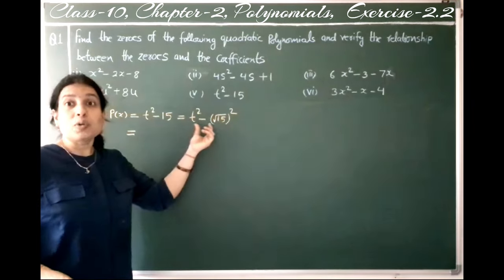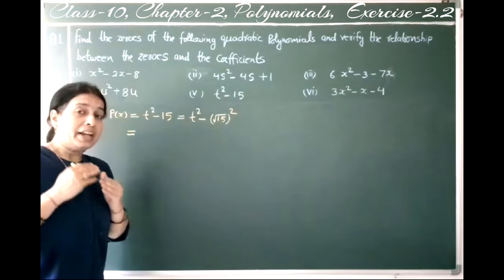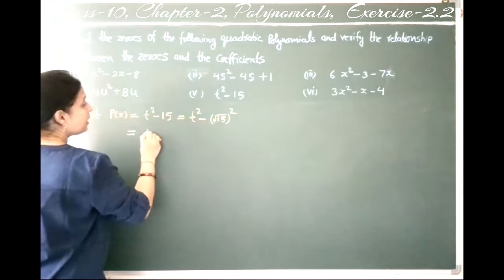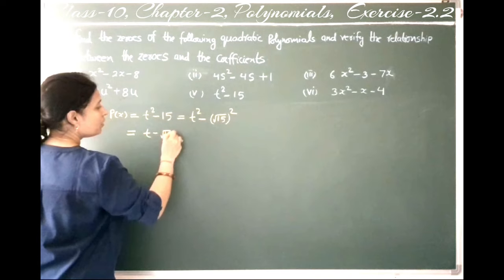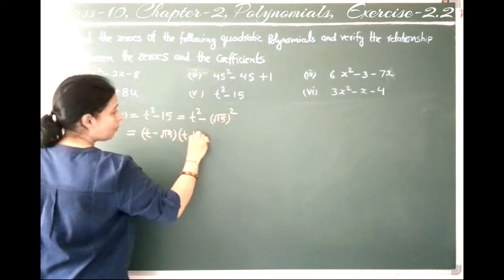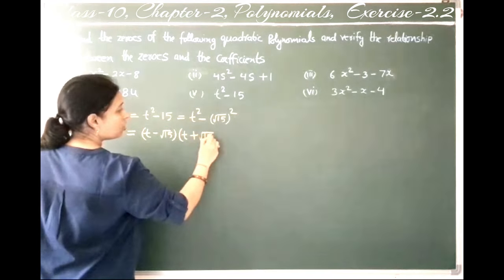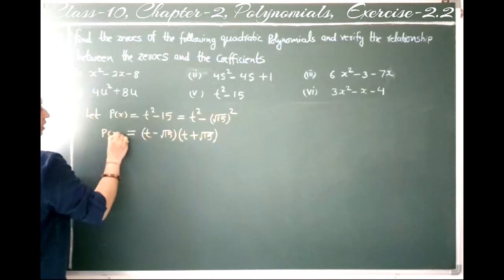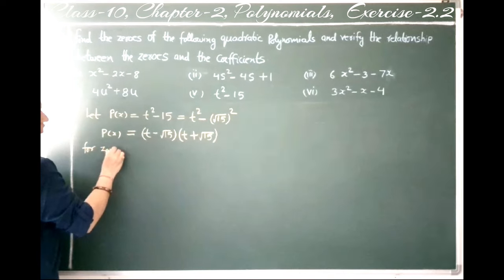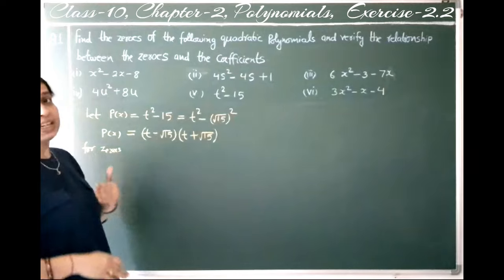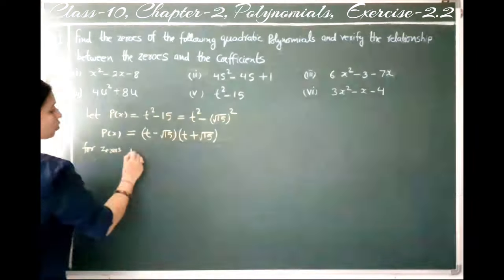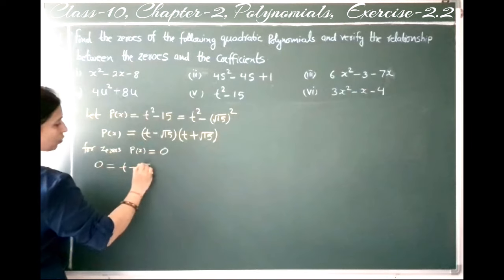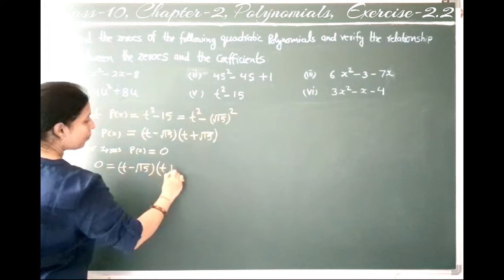Now it is in the form of a square minus b square, and the formula for that is a square minus b square is equal to a minus b into a plus b. So write t minus root 15 into t plus root 15. We write it in the form a minus b into a plus b, and this is px. And for zeros, we have to find the zeros, and to find the zeros, we set px to 0. And for zeros px should be 0. So write here 0 is equal to t minus root 15 into t plus root 15.